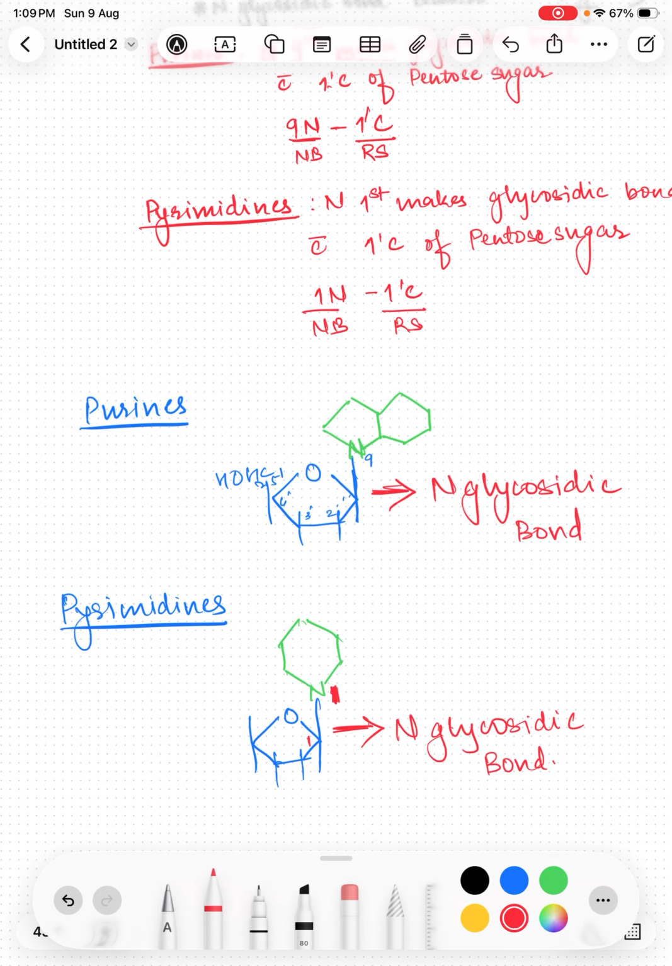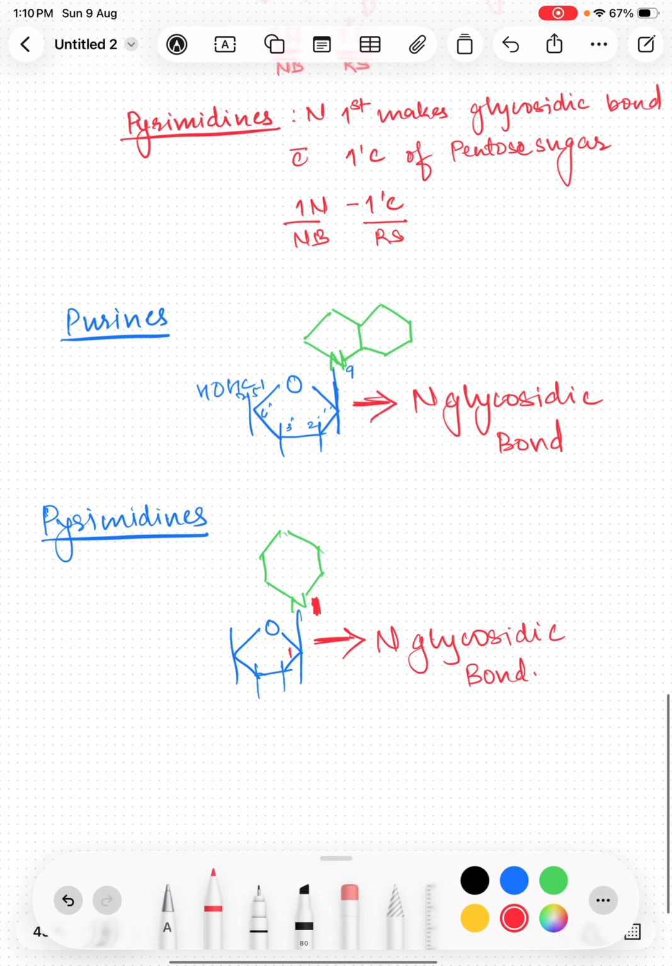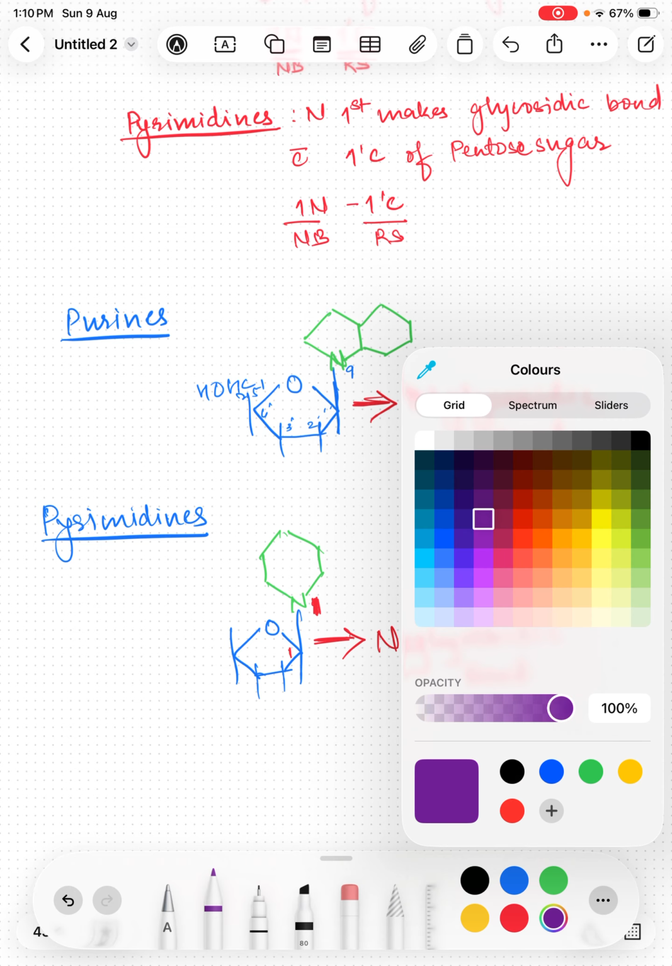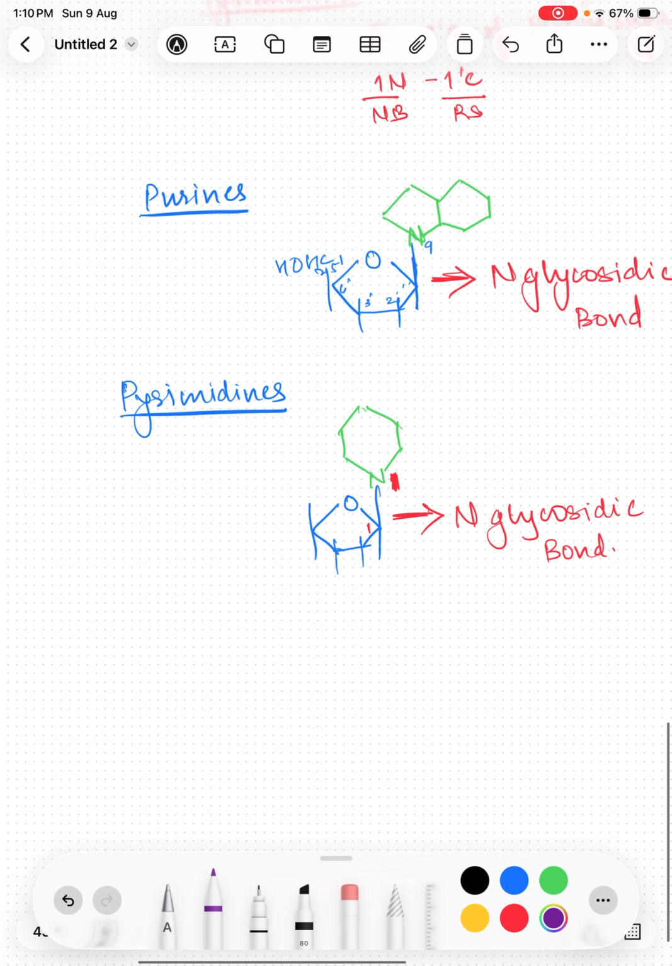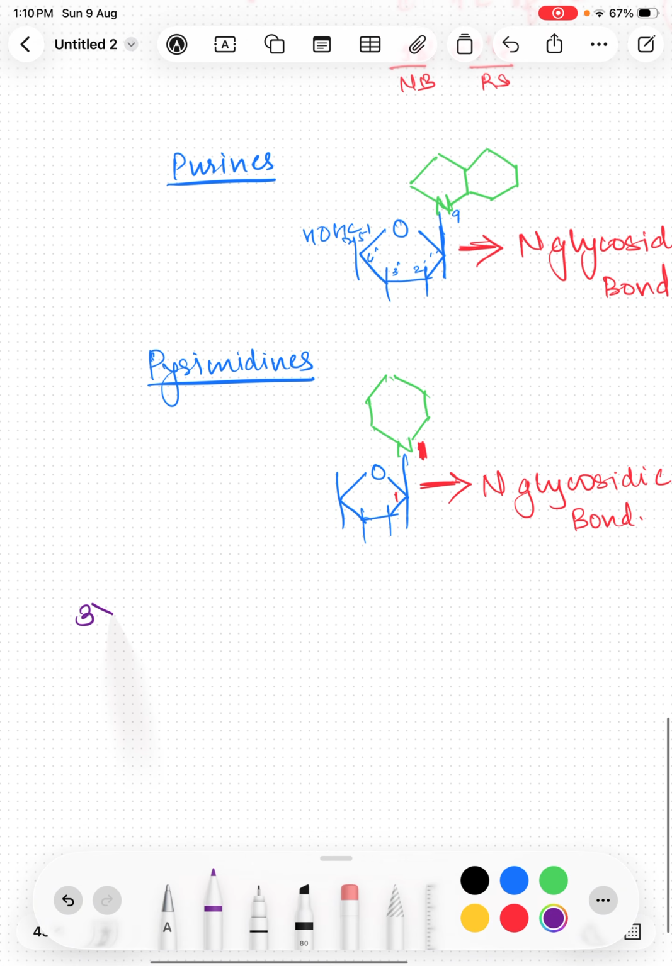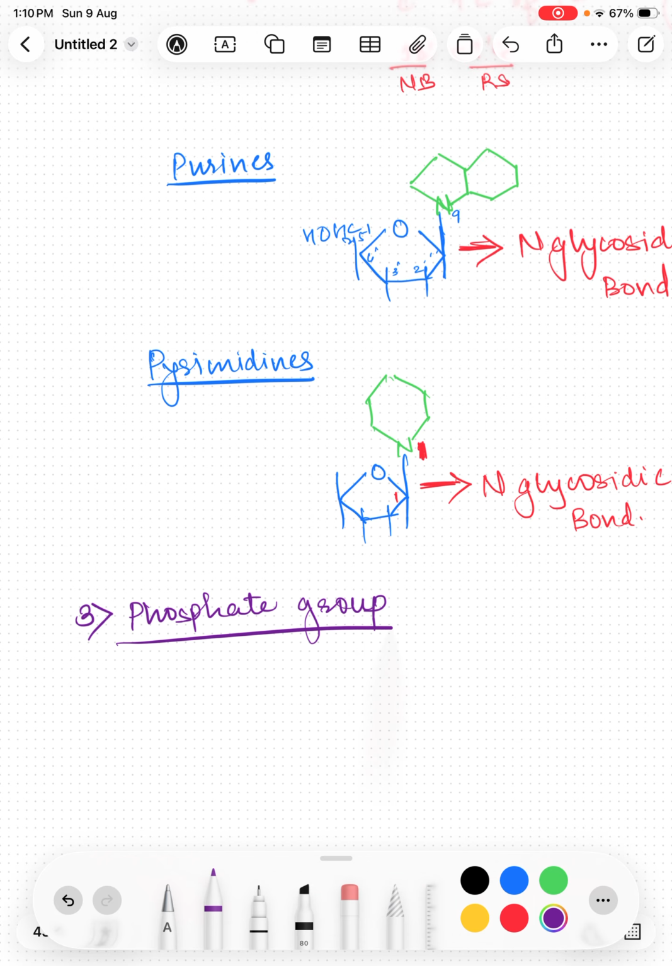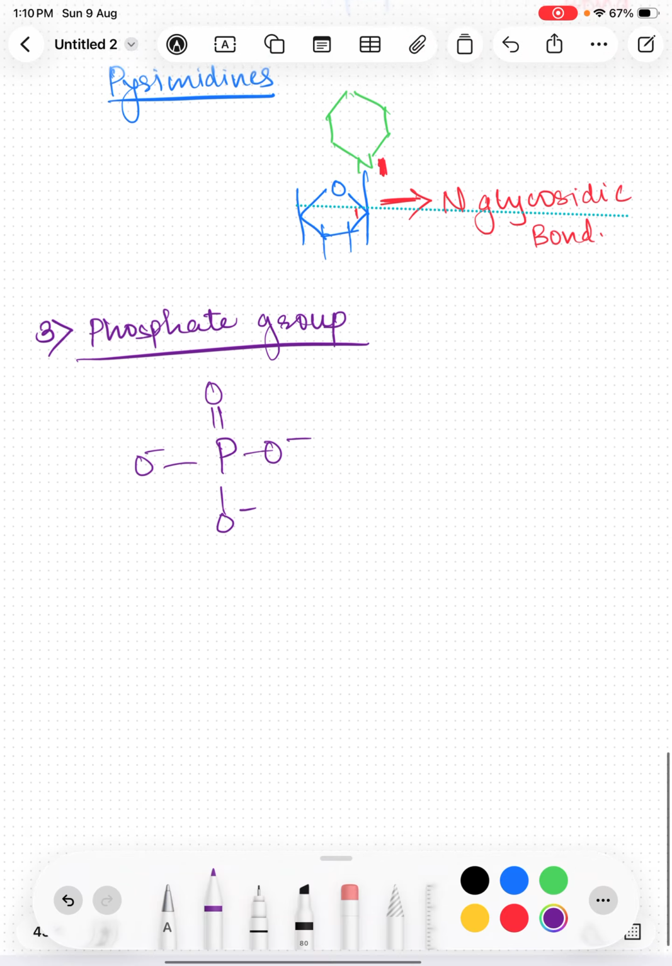Now next we will talk about the phosphate group, which is the last part of nucleotides. Third one is phosphate group. This is your phosphate group.